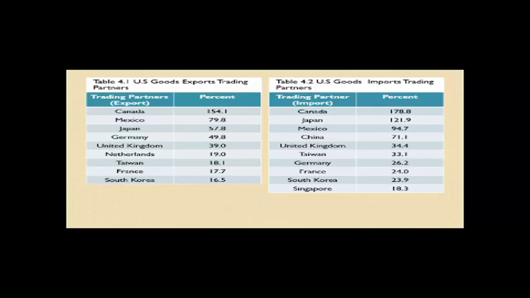Here we can see Table 4.1 and Table 4.2. These are the export trading partners and import trading partners of NAFTA. Trading partner exports: Canada 154.1%, Mexico 79.8%, Japan 57.8%, Germany 49.8%, United Kingdom 39.0%, Netherlands 19.0%, Taiwan 18.1%, France 17.7%, South Korea 16.5%. These are the export trading partners of NAFTA. As we can see, the highest is Canada, the next is Mexico, and the lowest is South Korea.